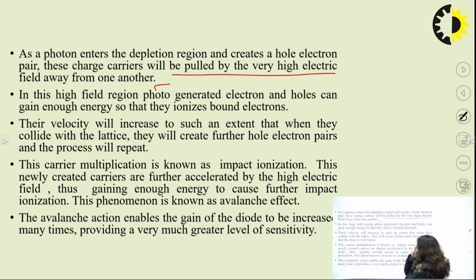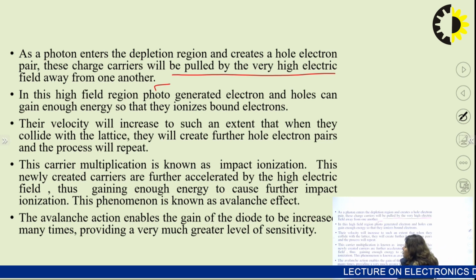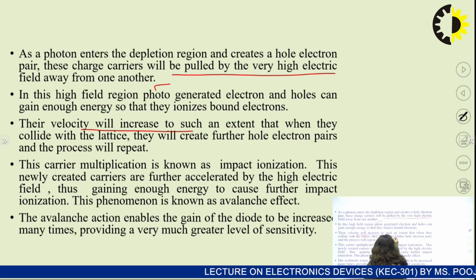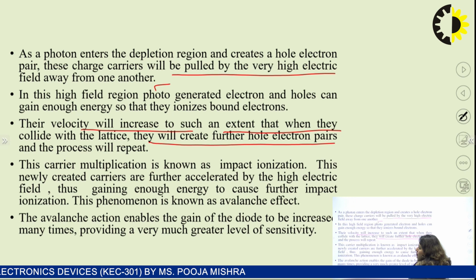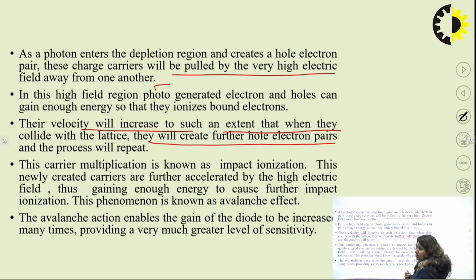In this field region, photo-generated electrons and holes can gain enough energy to ionize bound electrons. Whatever bound electron-hole pair they ionize will again create one electron-hole pair, so with the help of one electron-hole pair there will be many more. Their velocity will increase to such an extent that when they collide with the lattice, they create further electron-hole pairs. So they create more electron-hole pairs as compared to the pin photodiode.